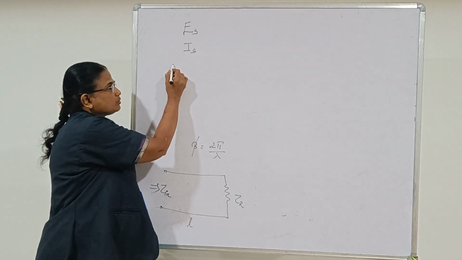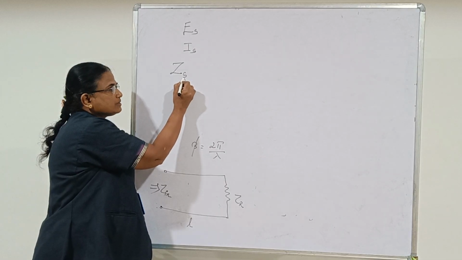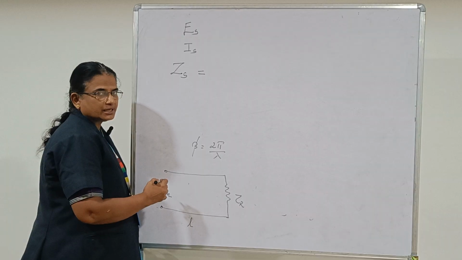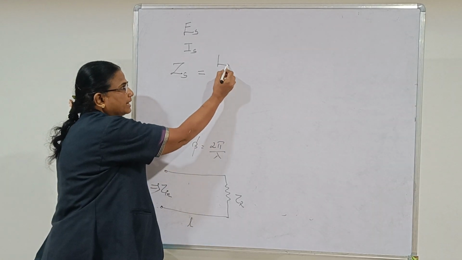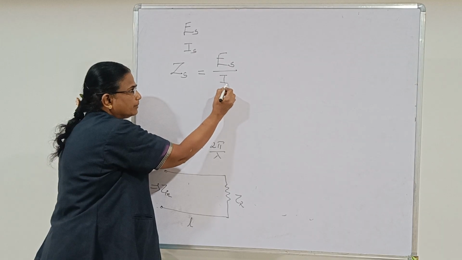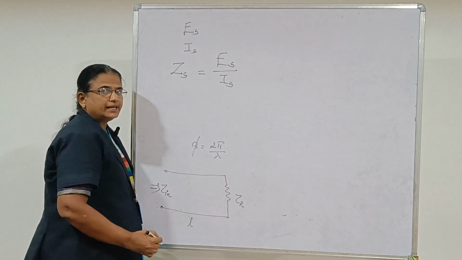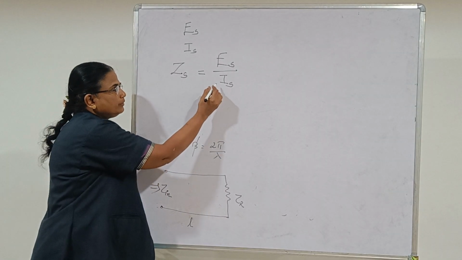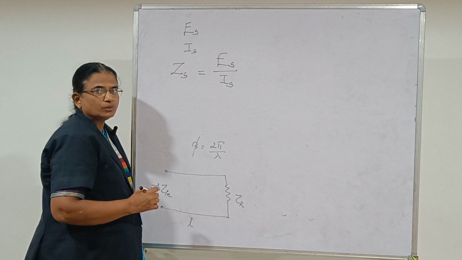Now, our aim is to find the input impedance, which is nothing but the sending end impedance for this dissipationless line, which is defined as the ratio of ES to IS: sending end voltage to sending end current. Now, how do we find the sending end voltage?